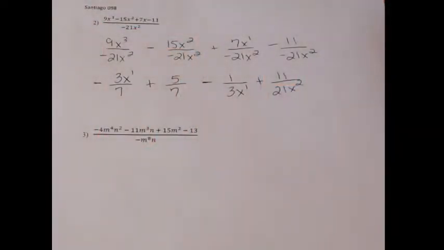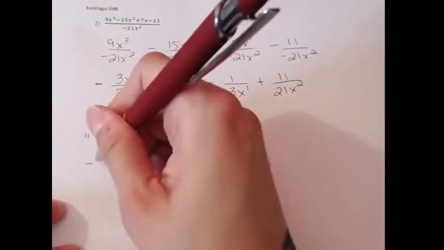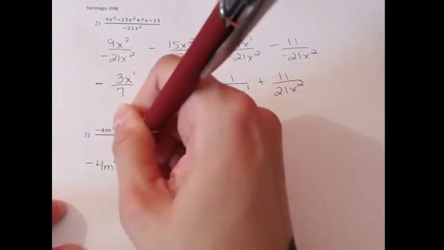Let's do one more problem, and that concludes our notes for the day. Let's check it out. Negative 4m to the fourth n to the second power minus 11m to the third n plus 15m squared minus 13 all over negative m to the eighth n. And you know what? Just because I'm feeling good, let's do this together. Let's go ahead and rewrite first.